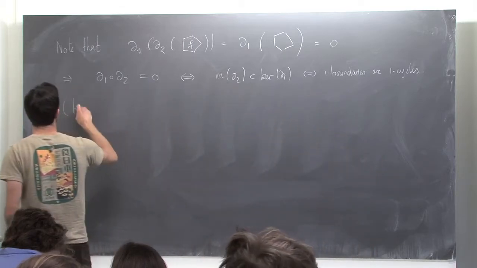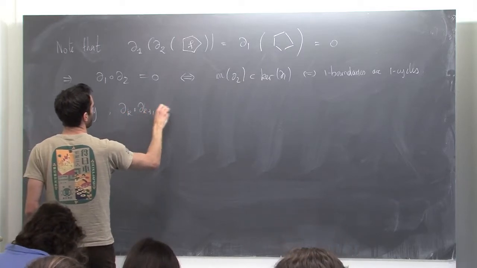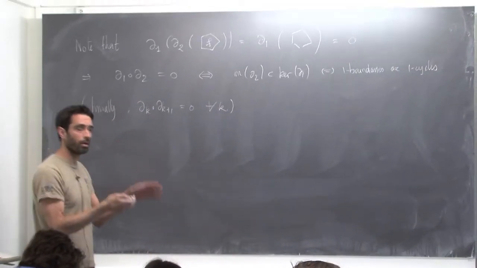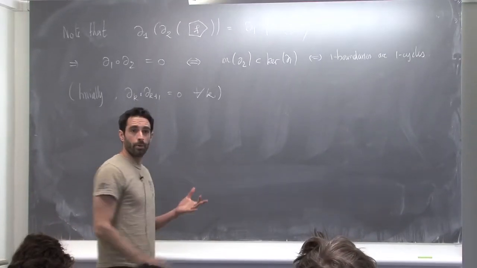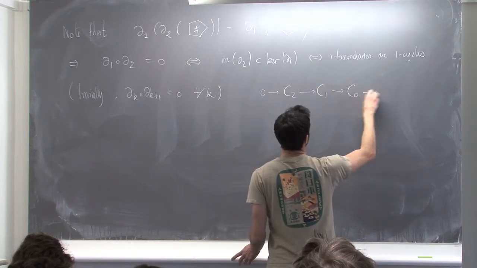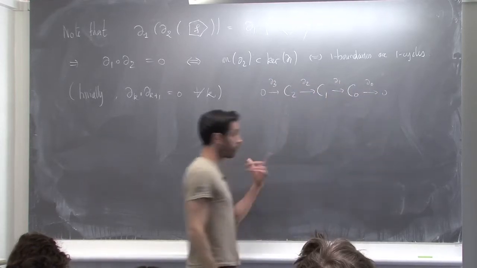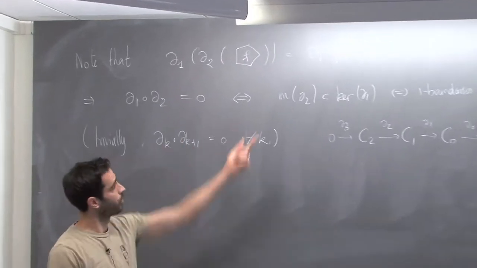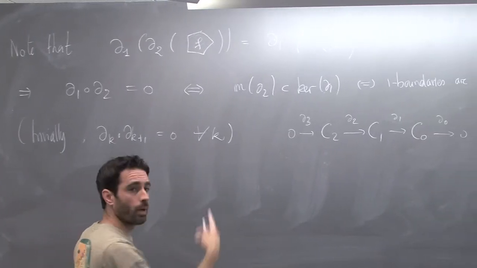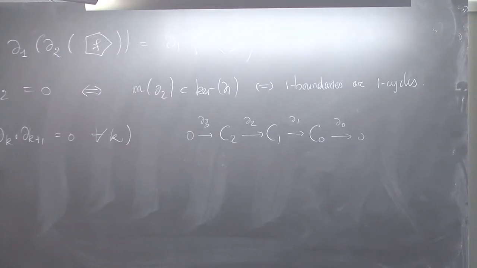And of course, trivially, for all the other compositions, delta k composed with delta k plus 1 is always 0 for any k, because you always have a trivial map between these two. If you compose two, you always have 0 trivially, except in this case where we just saw it. And therefore the image of delta k plus 1 is always included in the kernel of delta k.